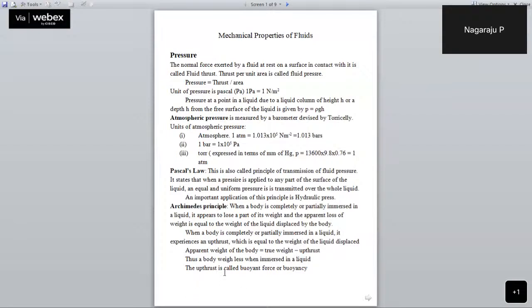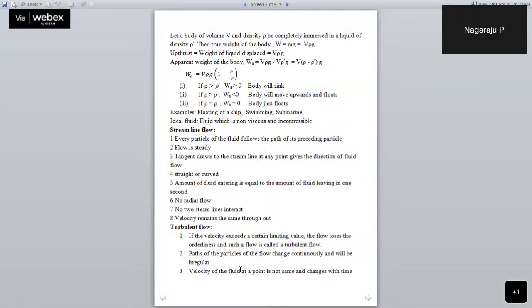So the upthrust is, in other words, called the buoyancy. Let a body of volume V and density rho be completely immersed in a liquid.